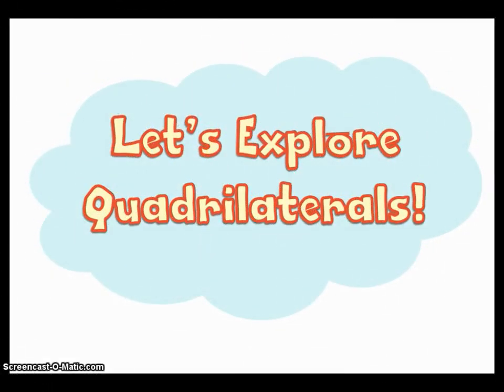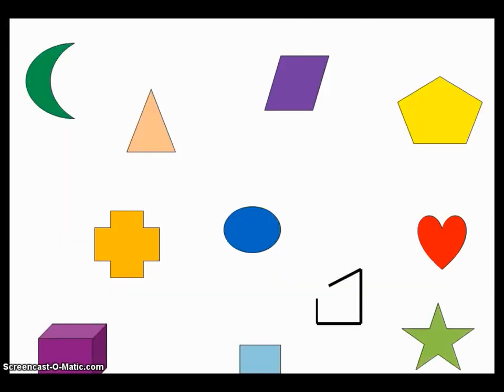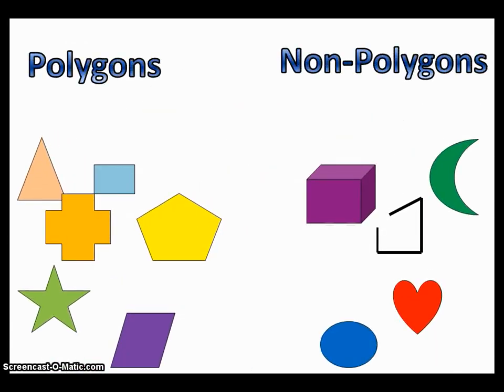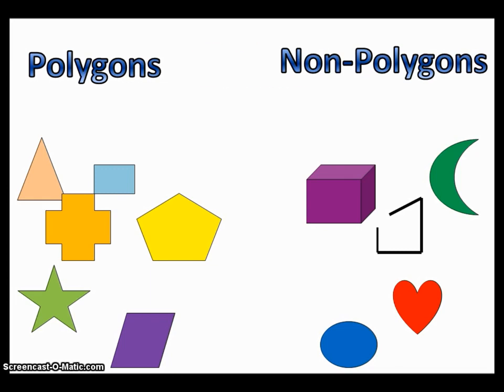So today we're going to explore quadrilaterals. But first, let's start out with some polygons. If we sort these into polygons and non-polygons, we'll remember that polygons have two major things: one, straight sides, and two, closed figures.